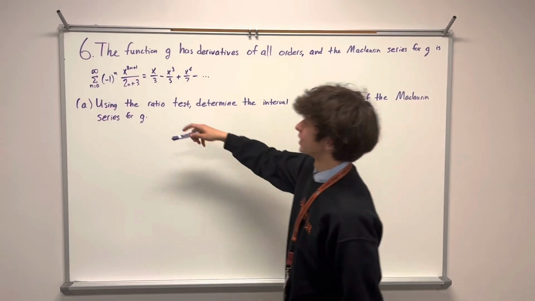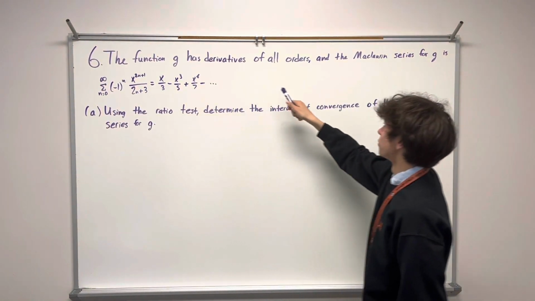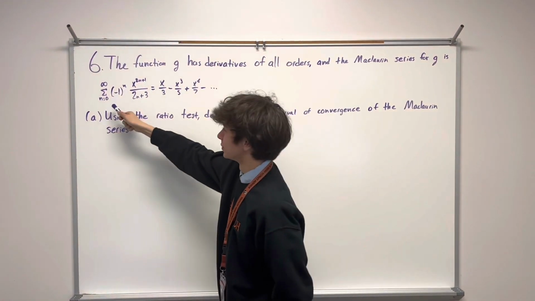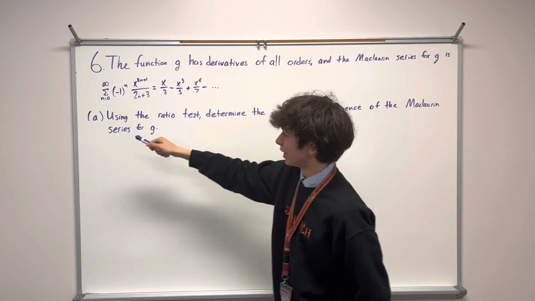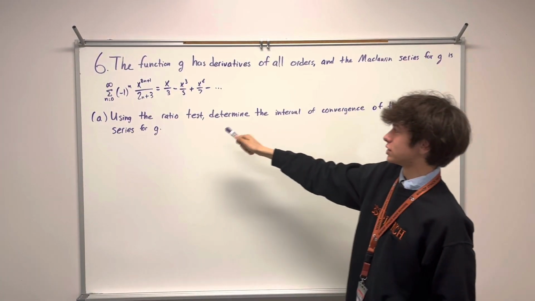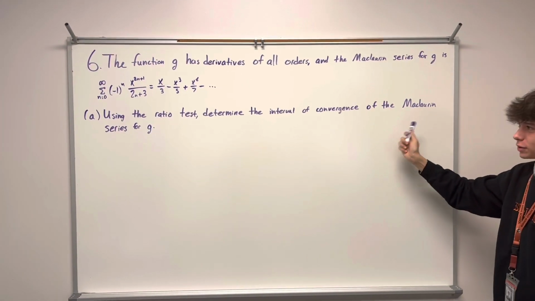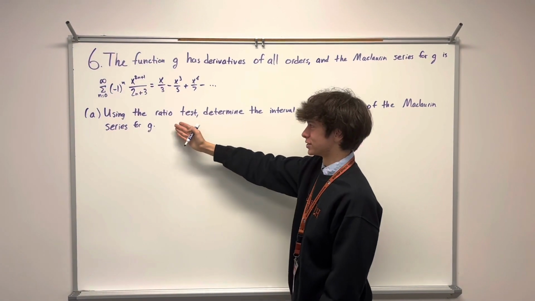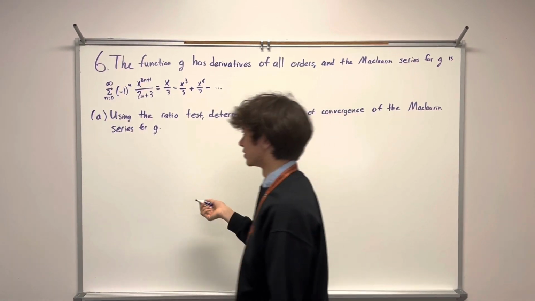Okay, number 6. The function g has derivatives of all orders, and the Maclaurin series for g is right here. And so part A asks, using the ratio test, determine the interval of convergence of the Maclaurin series for g. So the first thing we want to do is, as the question tells us to, use the ratio test. So now what does this mean?